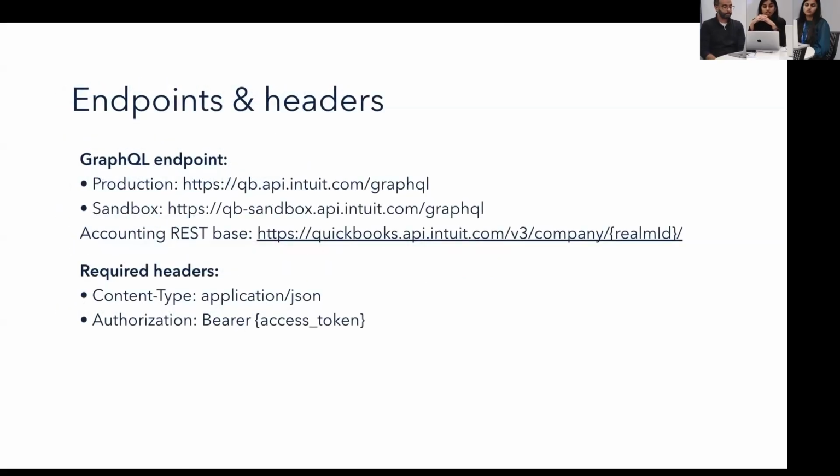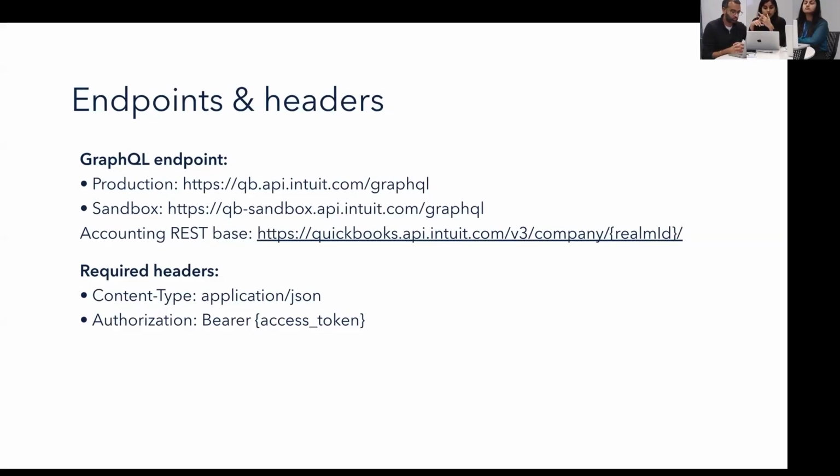Talking about the endpoints and the headers that we'll be using, we will be using both GraphQL endpoints and REST-based endpoints. Your GraphQL endpoint is a single endpoint, and you have two: one for production and the other for the sandbox. The production one is qb.api.intuit.com, and the other one is qbsandbox.api.intuit.com. We also have a REST-based accounting API to run through the other entities.